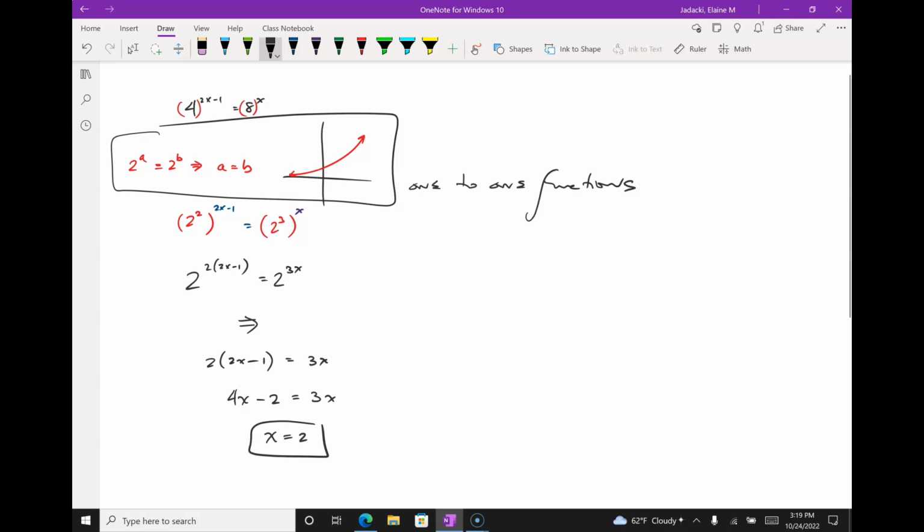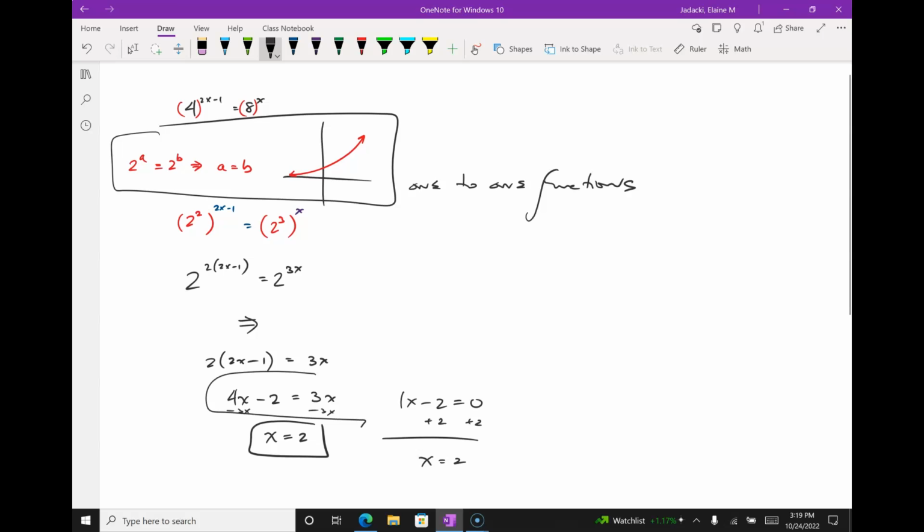So you're going to try and rewrite your base to be the same base, right? Rewrite the bases to have the same base, and then set your exponents equal to each other and solve. Is the reason x is equal to 2 because the base is 2? Nope. I subtracted 3x from both sides. I got 1x minus 2 equals 0. I added 2 to both sides.